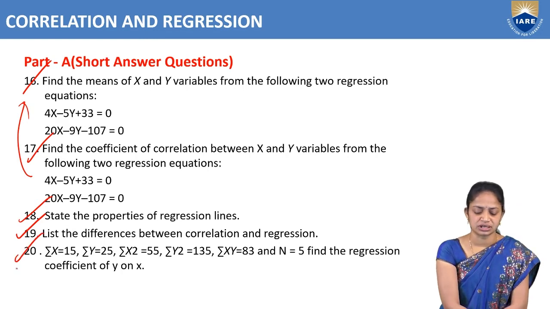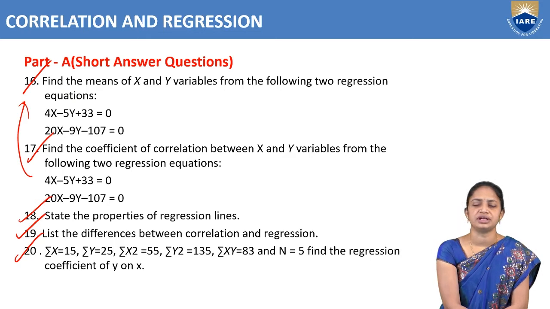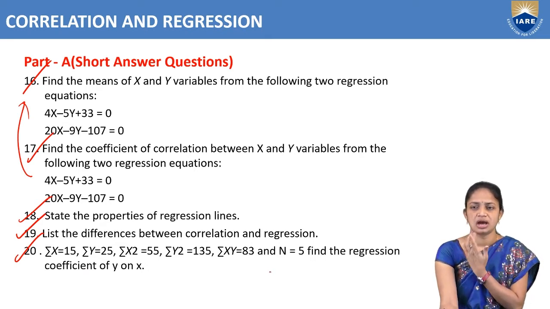And the next one: summation x equal to 15, summation y equal to 25, summation x square equal to 55, summation y square equal to 135, summation xy equal to 83, and n equal to 5. Find the regression coefficient of y on x. We have two methods to find it.